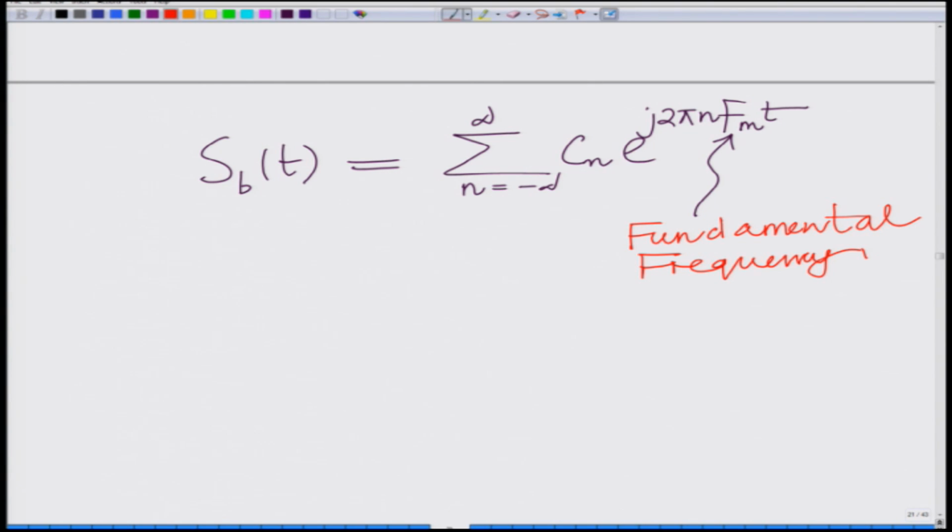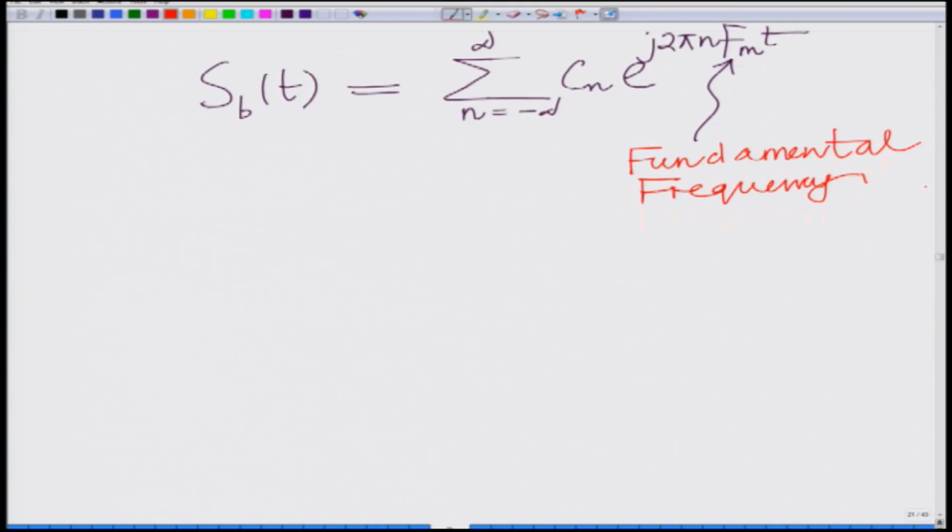So, I can write it as a linear combination, an infinite summation of harmonics, that is frequencies fm and multiples of fm. Fm is the fundamental frequency, all right. This is the discrete Fourier series representation of your periodic signal.